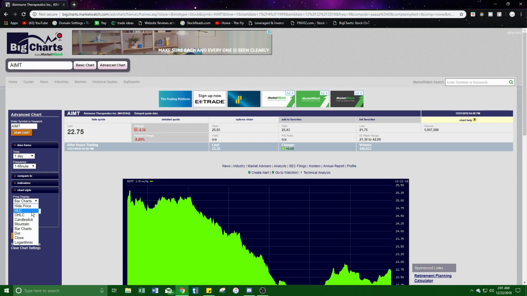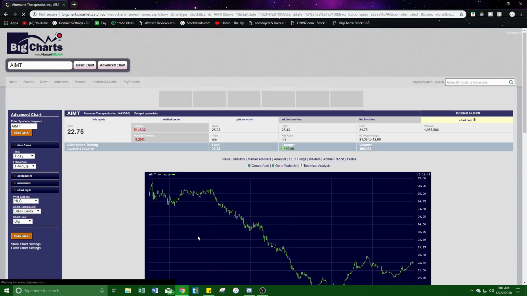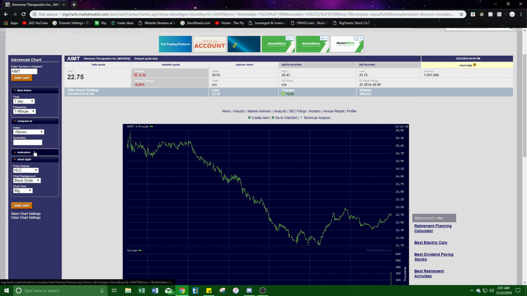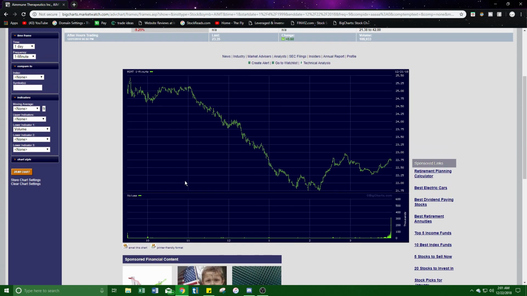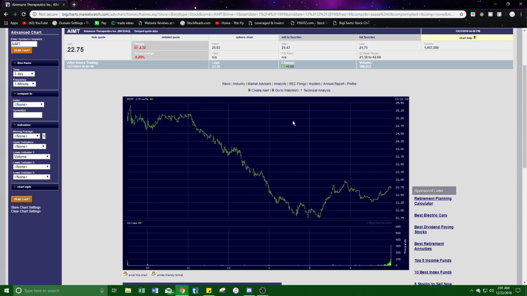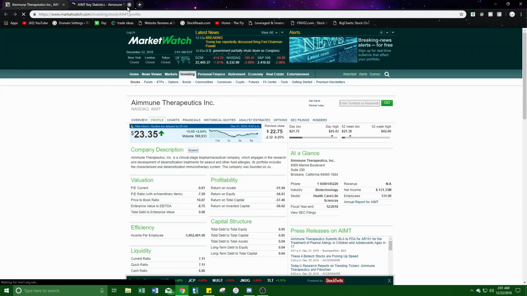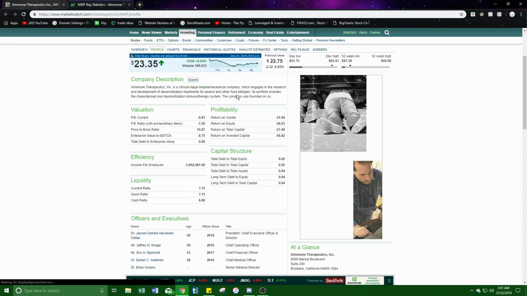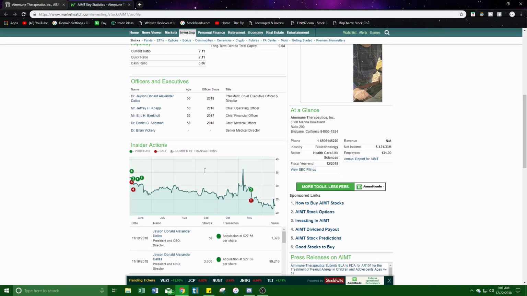But there's all kinds of different ways you can look at these charts. The only thing I don't like about this is you could just look at the charts. You can't draw trend lines on this. Then you can look more into it right here. You can look at the company profile. It'll bring up a new page. It'll open it on Marketwatch, and it'll give you the profile of this company.